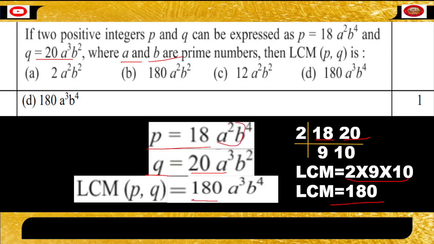Here is A square, here is A cube. LCM means the highest power. The highest power of A is A cube. Next, here is B raised to 4 and B square. LCM means highest power. The highest power is B raised to 4. That means the LCM of P and Q is 180 into A cube into B raised to 4. That means option number D is the right answer.